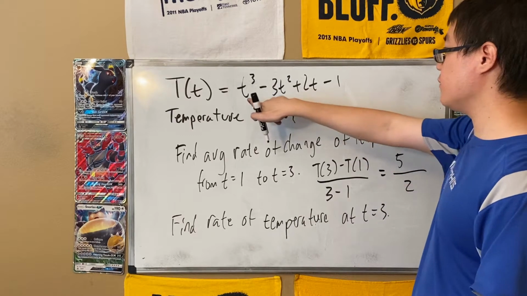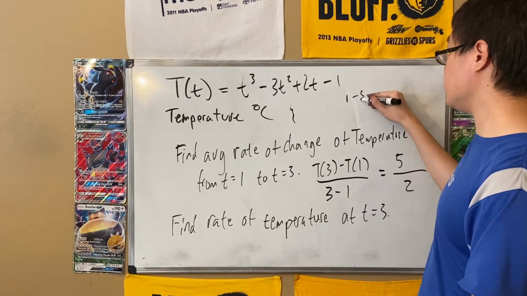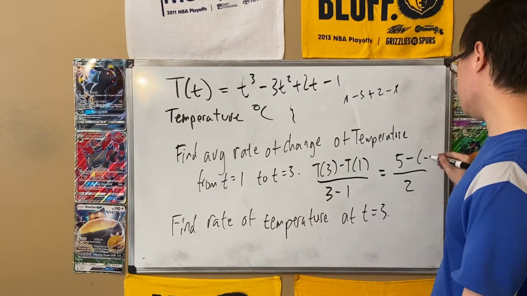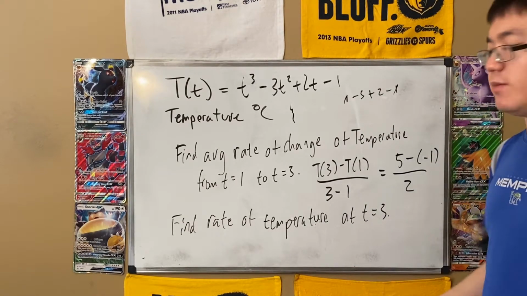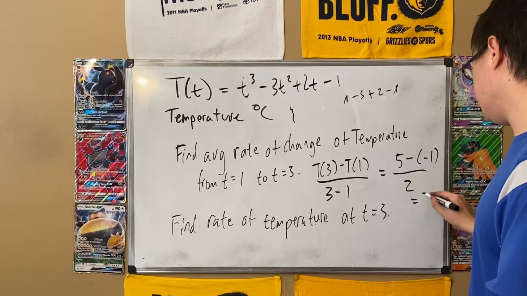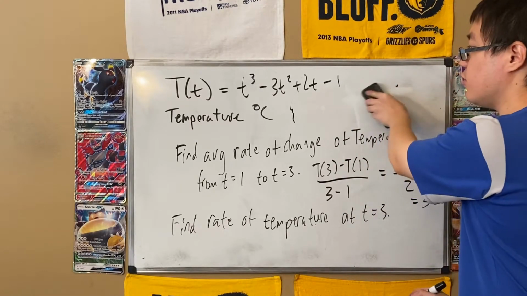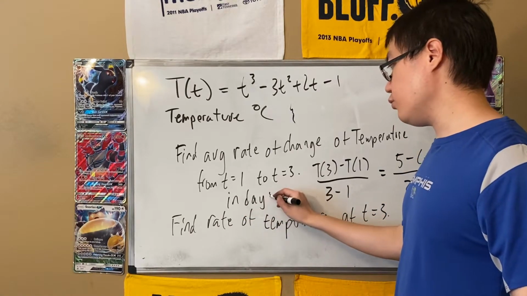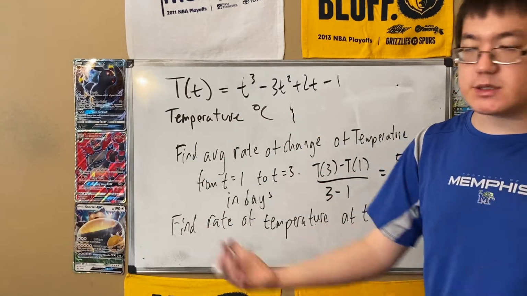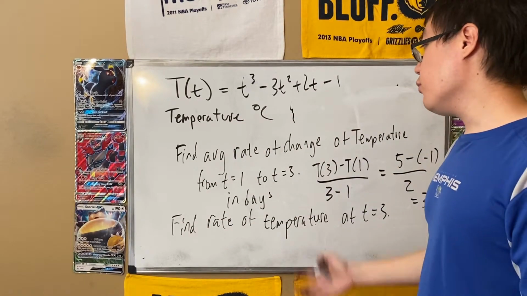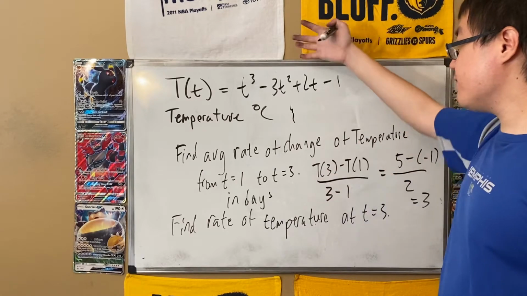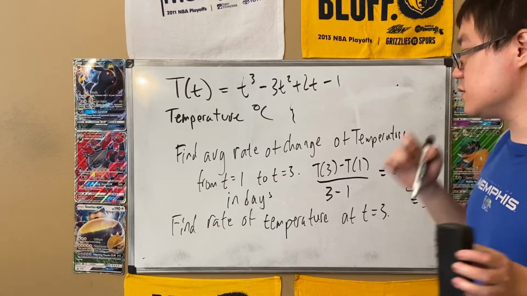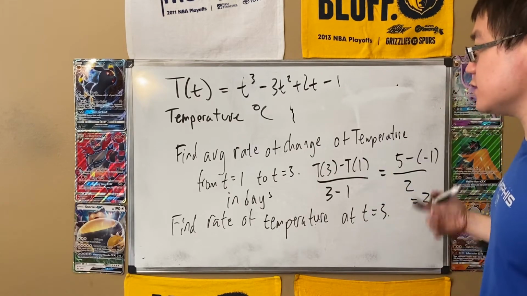Let's find T of 1. When you plug in 1, it'll be 1 minus 3 plus 2 minus 1. These 1's cancel. So it's going to be minus negative 1. Of course, if it's minus minus, you just want to be careful with that. Looks like this answer is just going to be 3. Let's try to put units here. Let's say that our time units were in days. So then what's the rate of change of temperature maybe in a certain city, like Memphis? What is the rate of change of the temperature in Memphis in Celsius? I don't know why we're using Celsius because I'm a Memphian and I have no idea how Celsius works, but the rate of change would be 3 degrees Celsius.